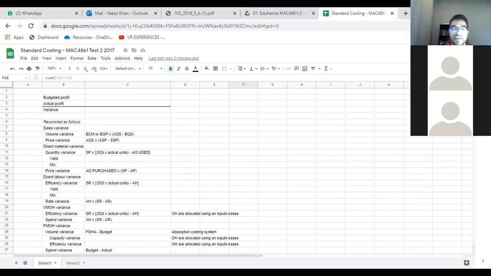To make up Monday's lesson, I'm going to do it over sometime this week. Okay, so I'll let you know. Then we will tackle this question, the 20 marker standard costing question.